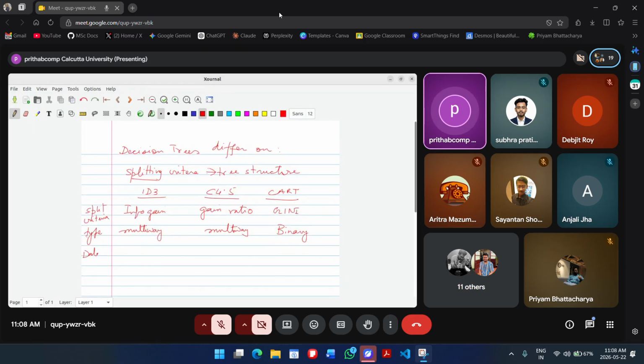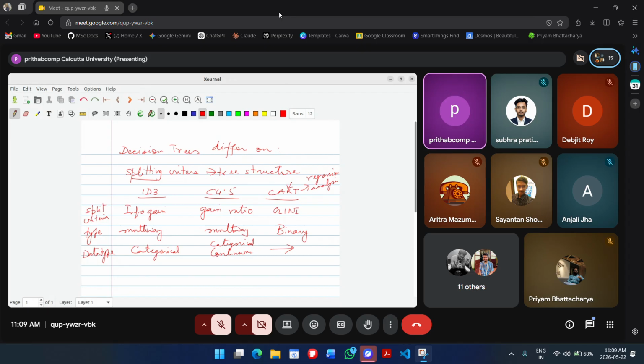Then if you look at the data type, what kind of data type is handled? Obviously here in ID3 you use categorical data. Here in C4.5 you can use categorical and also continuous data. And here in CART also you can use categorical and continuous data. We have seen how to use continuous data for CART. In fact, CART means classification and regression, so it can also be used for regression analysis, right? So for prediction also you can use this decision tree.